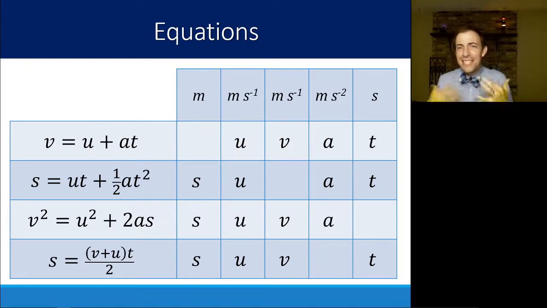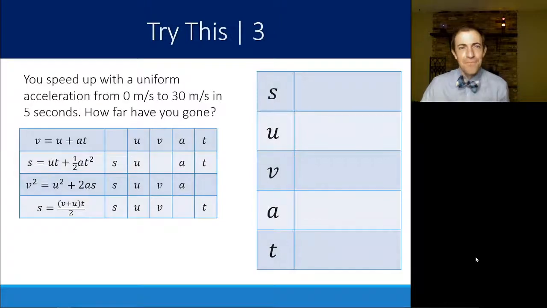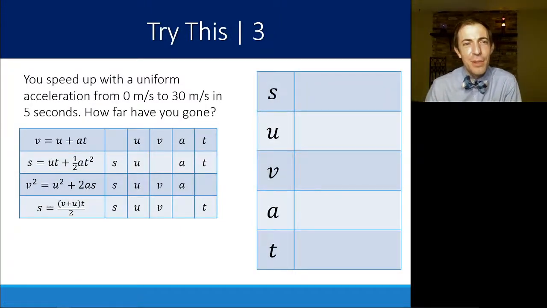That is going to become really important for us to know how to use these equations to solve some problems. So let's put these in action. This is the stuff that you are going to have to do more commonly in this class. So let's say you speed up with a uniform acceleration from 0 to 30 meters per second in a span of 5 seconds. How far have you gone? First, let's list our variables. I just like to write out all of them, SUVAT.